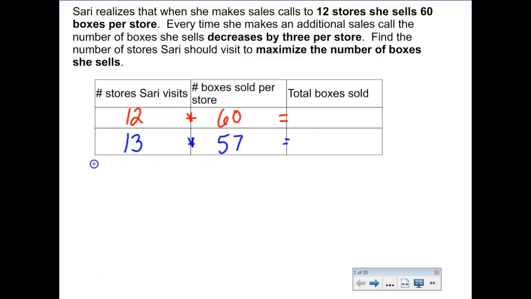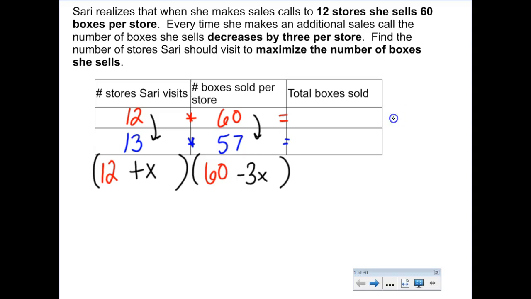What matters for me, can you set me up some algebra that represents number of stores she visits and also the number of boxes sold per store based on how many increments we've had here? So Sari starts with 12 stores, but then we keep adding what? What's the increment here? 1. We're adding 1, so you're going to add 1x each time. And then here you're going to start with 60 boxes per store. But what's the increment there? Yep, we're dropping 3 each time, so it's minus 3x.